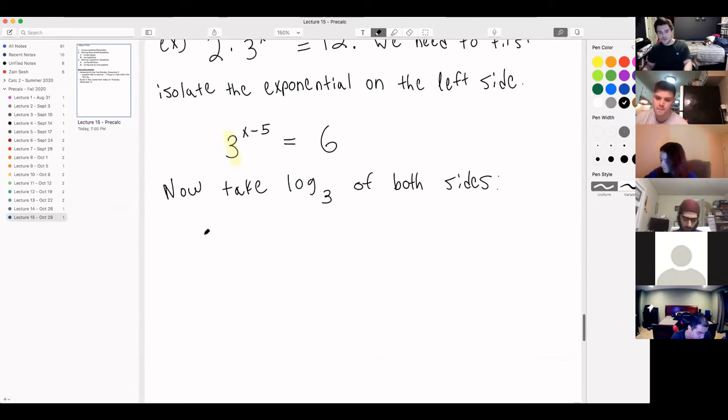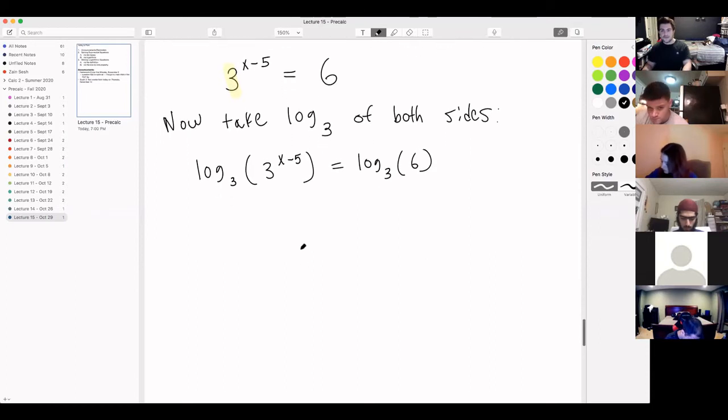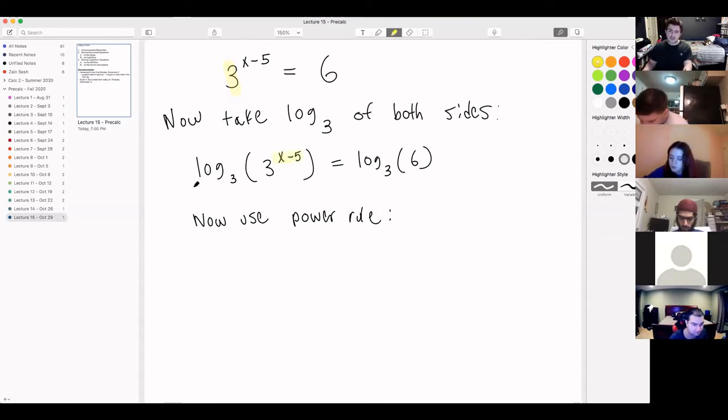Okay, so I will get log base 3 of 3 to the x minus 5 is equal to log base 3 of 6. Good. Now use the power rule. By power rule, I mean I would just like to bring down the exponent of the log input out as a coefficient.